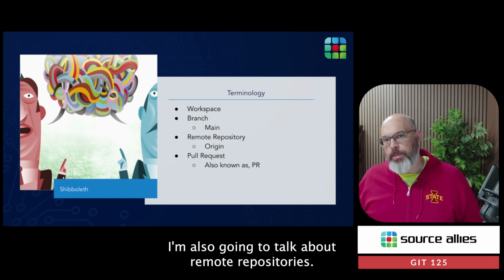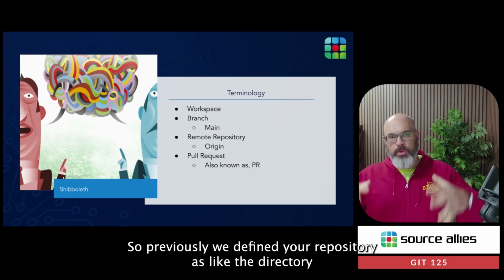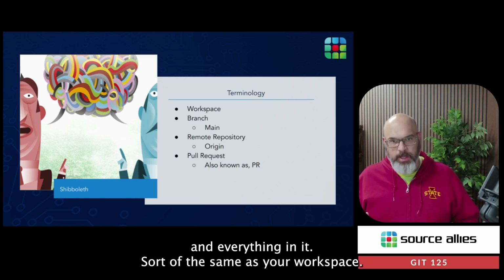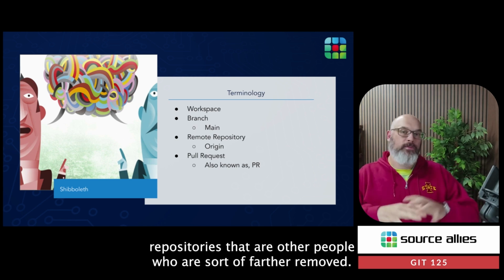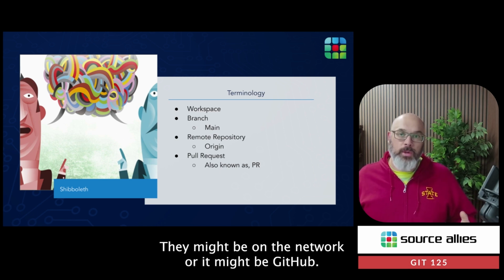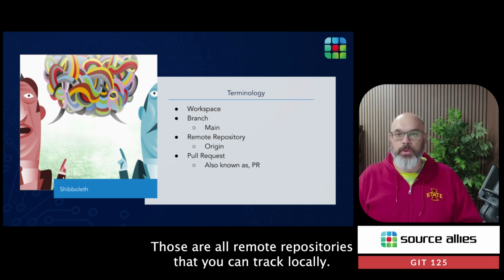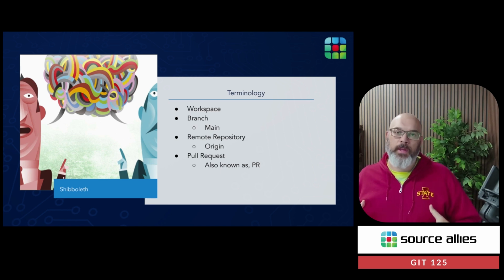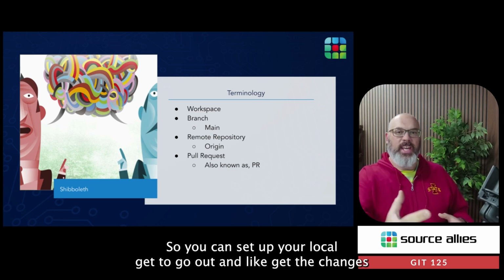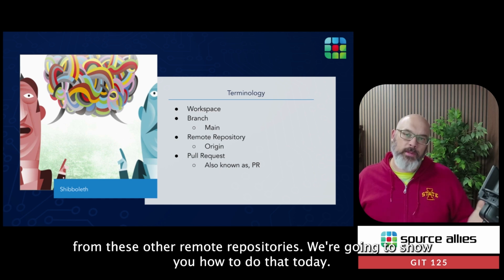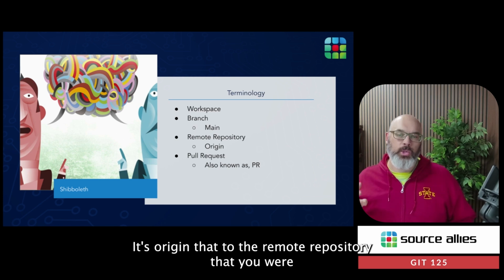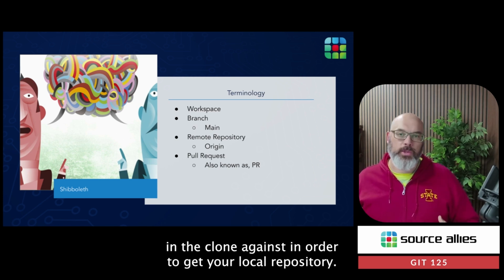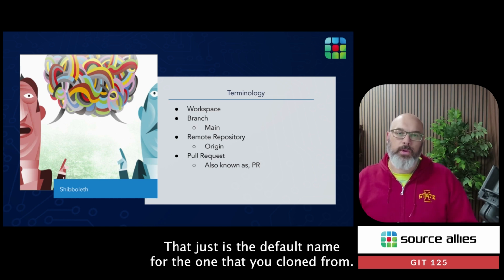I'm also going to talk about remote repositories. So previously we defined your repository as the directory and everything in it, sort of the same as your workspace. But there could be remote repositories that are other people who are sort of farther removed. They might be on the network, or it might be GitHub. Those are all remote repositories that you can track locally. So you can set up your local Git to go out and get the changes from these other remote repositories. We're going to show you how to do that today. Of those remote repositories, one of them has a special name. It's origin. That's the remote repository that you ran the clone against in order to get your local repository. That just is the default name for the one that you cloned from.